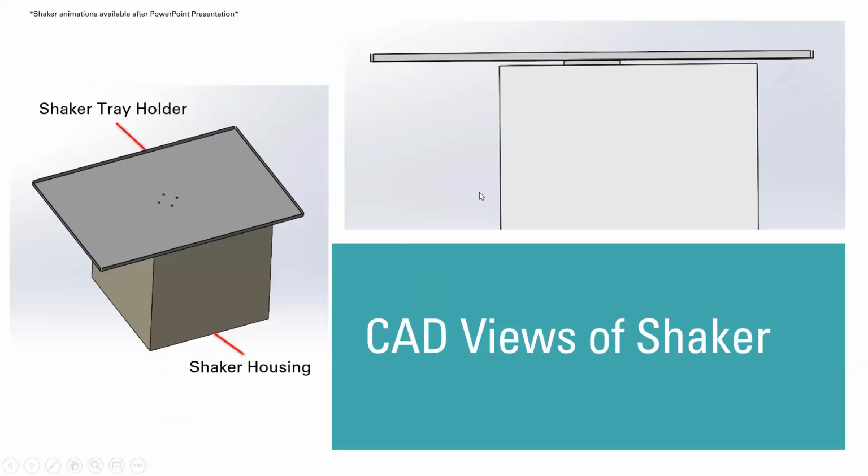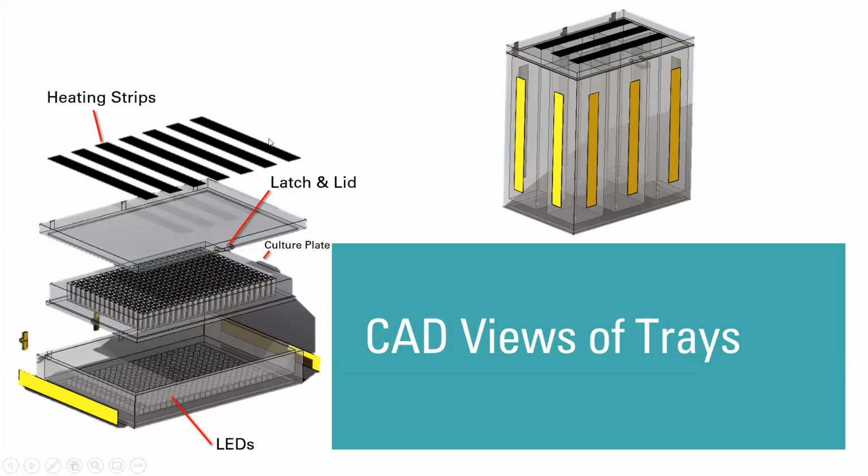Here's a CAD view of our shaker. We also have animations available after the PowerPoint presentation. Here's the housing and then the shaker tray holder on which the culture plates or the culture tube containers will rest. Here are the views of our trays subsystem. This is the container that was created to house the tubes with our heating strips. This is the container lid with the hook, or the latch rather, and then our LEDs are underneath the well plate.